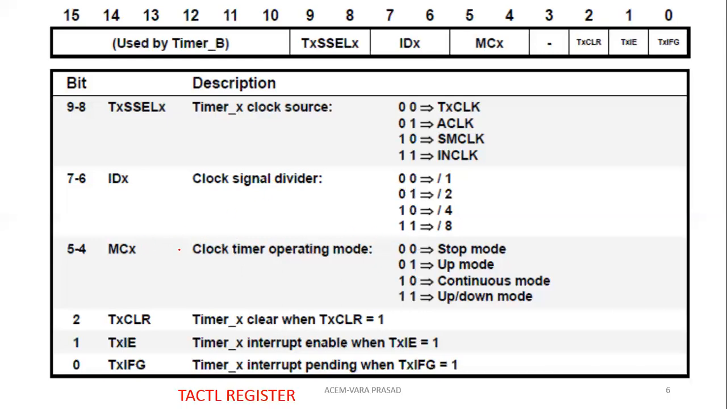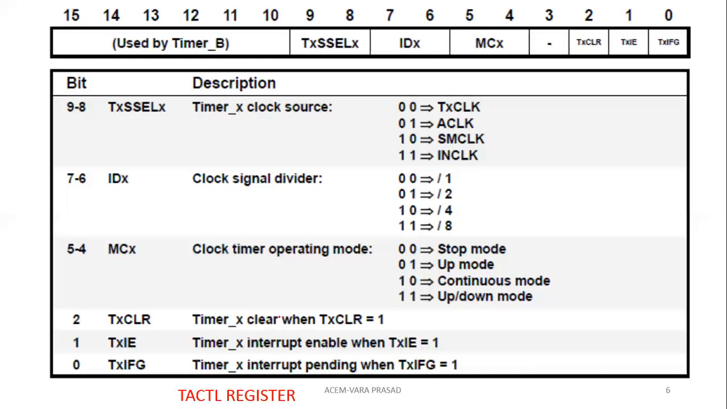MC mode means mode control. That means by using these bits, the 4th and 5th bits are used for selecting the modes. How many modes are there? Four modes are operated. So please observe. So what are the modes? Timer A will be operated in 4 modes: the stop mode, up mode, continuous mode, and up or down mode. What are those modes? We'll study later.